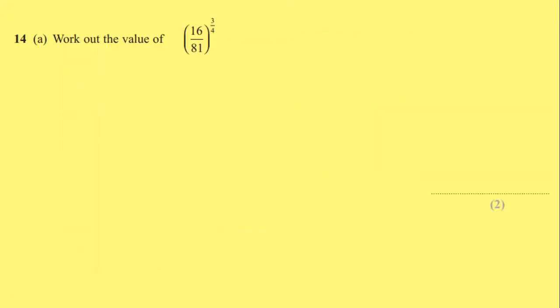Moving on. Work out the value of 16 over 81 all raised to the power of 3/4. So now we're getting up to the really heavy difficulty stuff. Now, this here, it's important to understand how these things can be dealt with. Now, here's a tree. The roots of the tree are at the bottom.